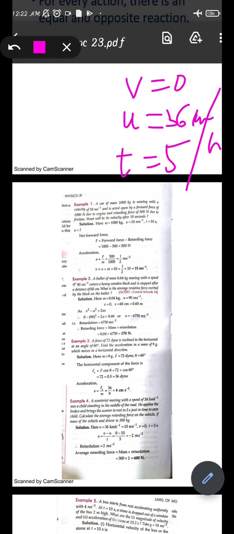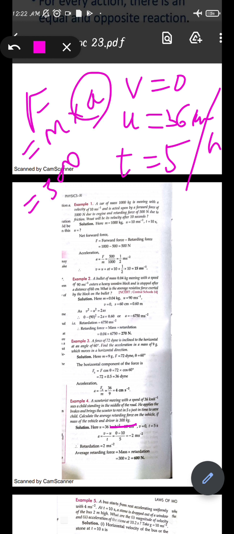And what else is given? Calculate the average retarding force. We have to find the force, and the only formula is mass into acceleration. Here the mass is given as 300 kg, but the acceleration value we have to find.